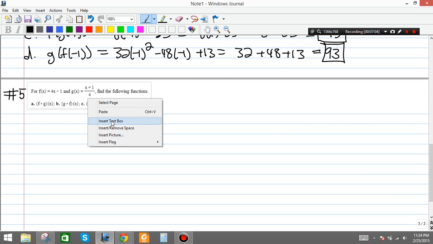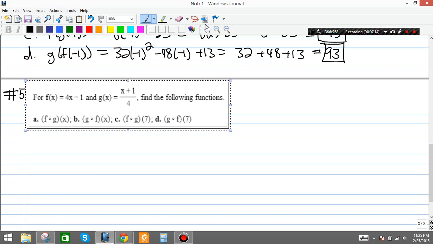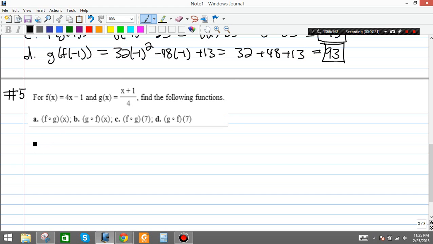Five, again, this one. Make this a little bit bigger. We're doing composition again. I've picked this one on purpose. A, f of g of x has us doing what we've been doing for the previous problems. It's f, well, in this case, it's 4 times g of x minus 1.